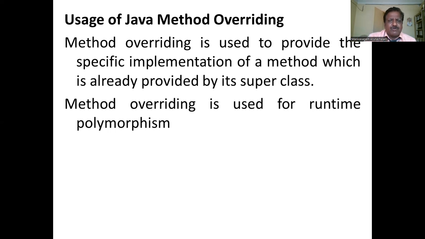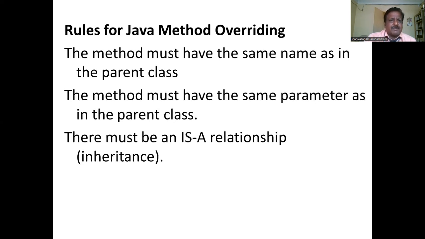Usage of Java method overriding. Method overriding is used to provide a specific implementation of a method which is already provided by its superclass. Method overriding is used for runtime polymorphism.